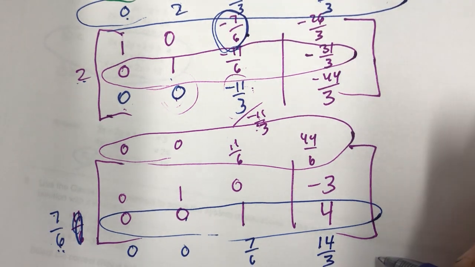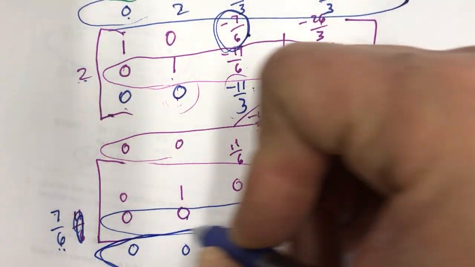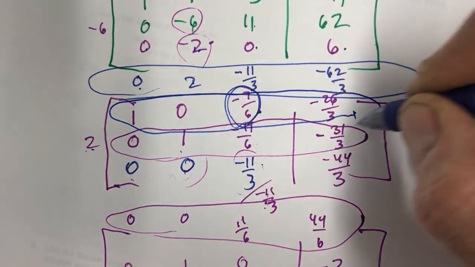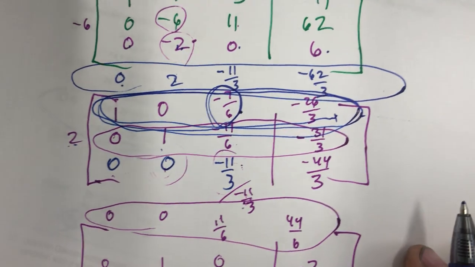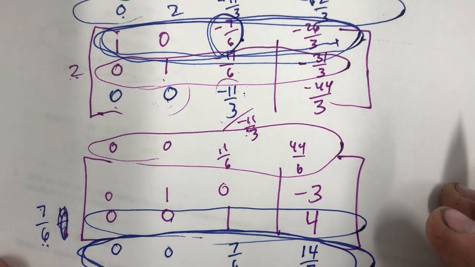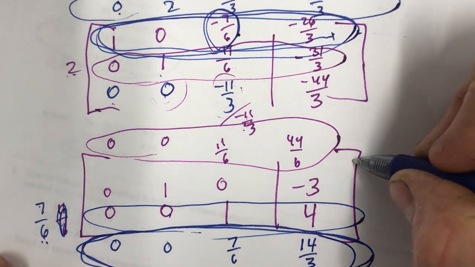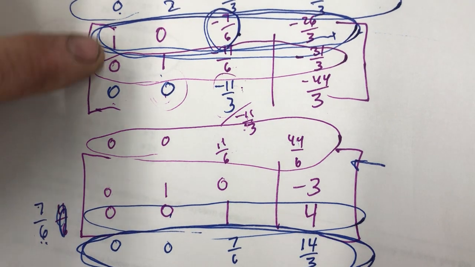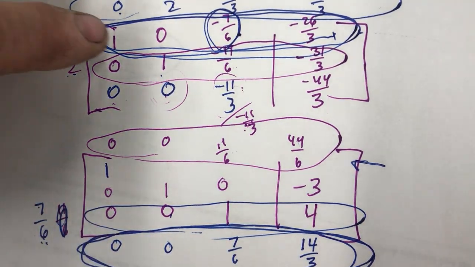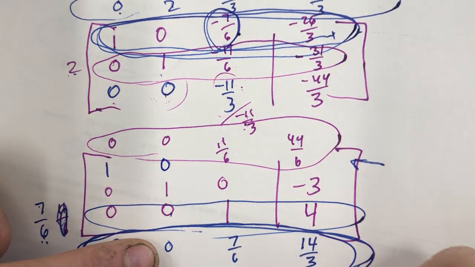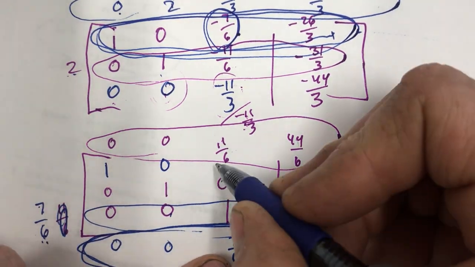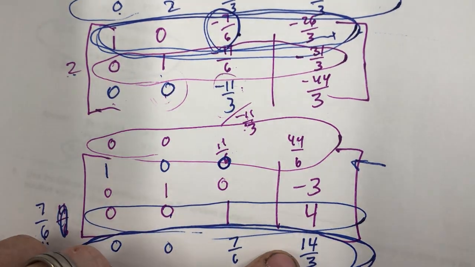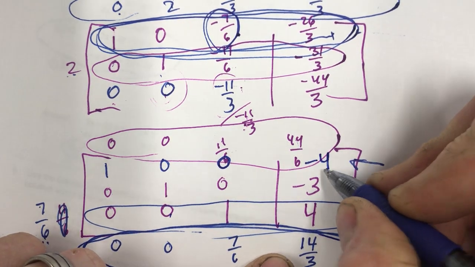And now what I'm going to do is add this row right here with this one right here. Okay, can you get them both on the screen? I want to add them 2 together, and it goes right there. It kind of bumped into it a little bit right here. So 1 plus 0 is 1. 0 plus 0 is 0. Negative 7 6 plus positive 7 6 is 0. And then negative 26 thirds plus 14 thirds would be negative 12 thirds, which is negative 4.